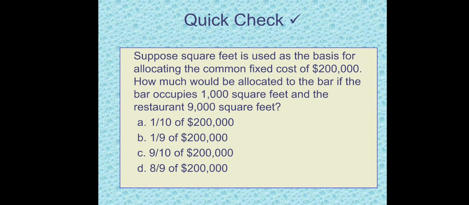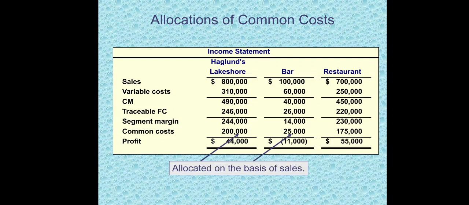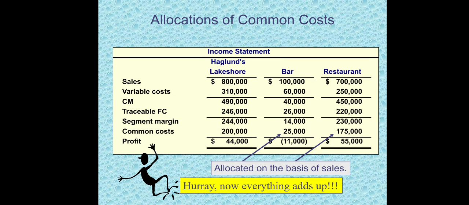So, how much? Okay, the answer is A. 1,000 square feet over 10,000 square feet times 200,000. So 1 over 10 times 200,000. This is what happens if you allocate the common fixed cost. So if you allocate the common fixed cost, the allocation will be like this: 1 over 10. So you will allocate 25,000 of the common cost to the bar and 175,000 to the restaurant.